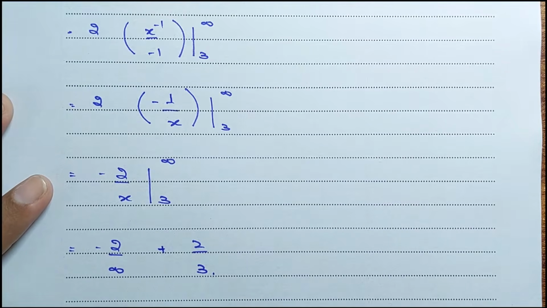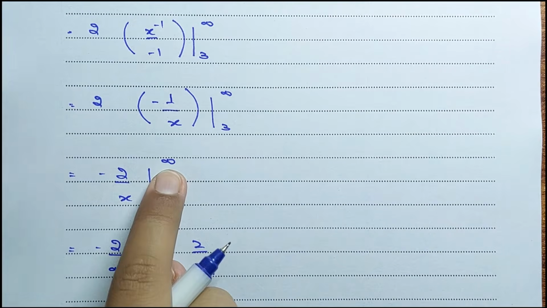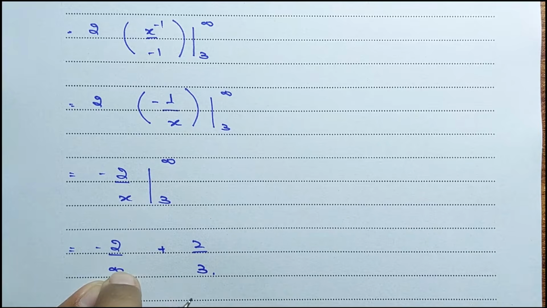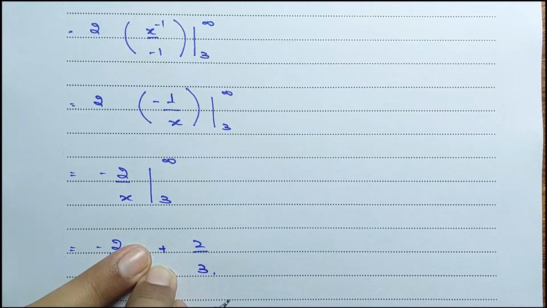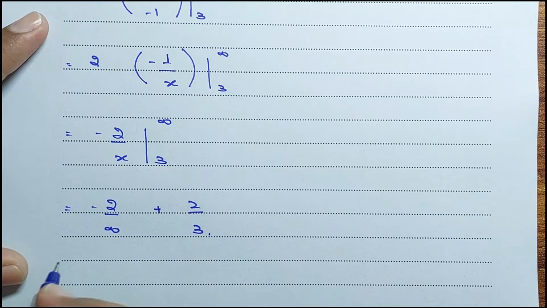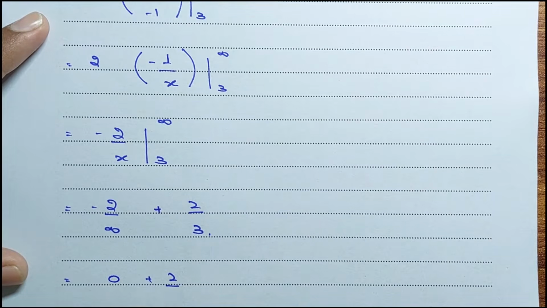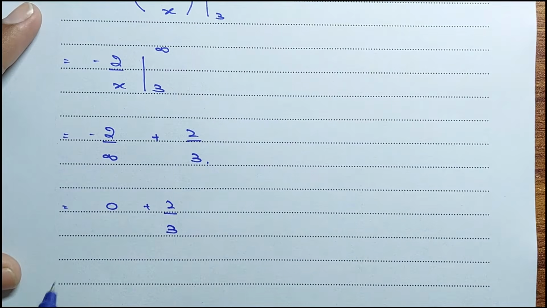Okay, so what I did, I substituted the upper limit, which is infinity, in place of x, and the lower limit, which is 3. So upper limit is infinity, subtract the lower limit, so minus and minus becomes plus. Okay, so something divided by infinity is 0, and plus 2 by 3. So 0 plus 2 by 3, the answer is just 2 by 3.